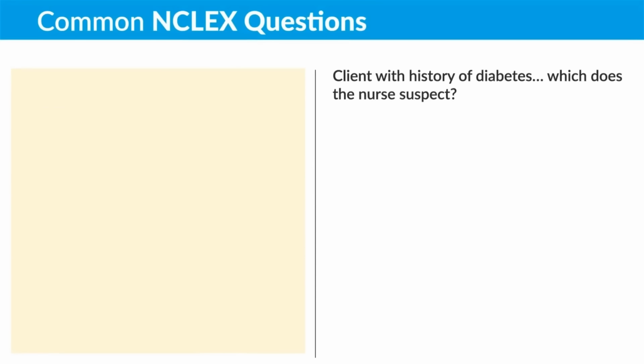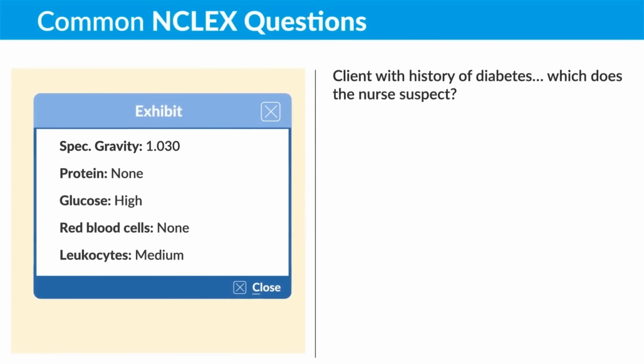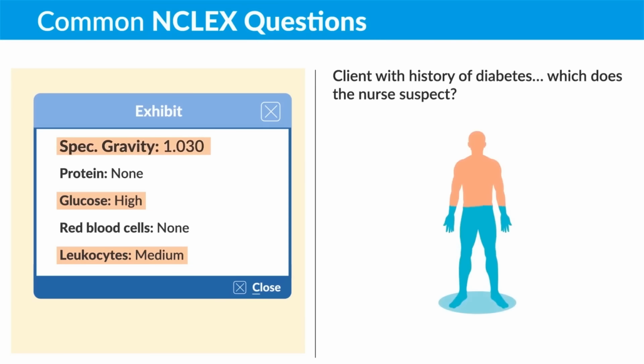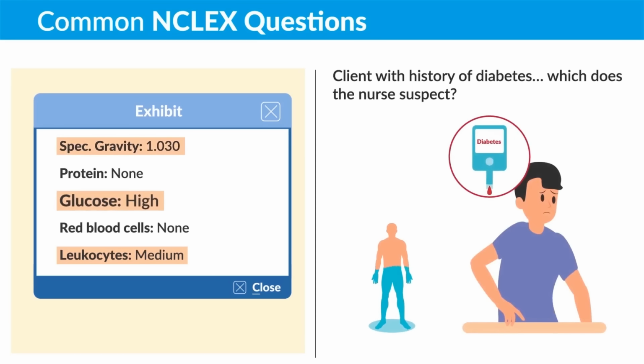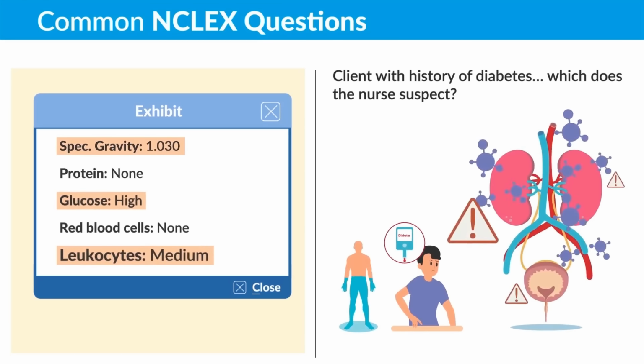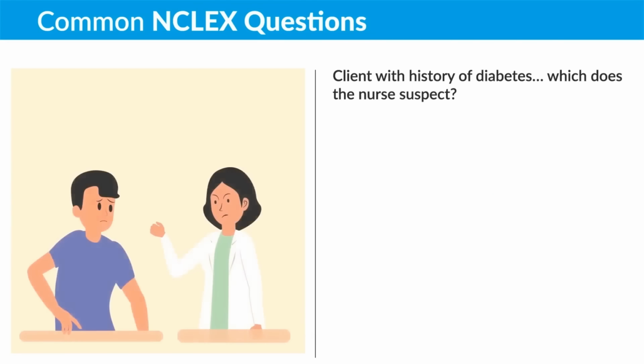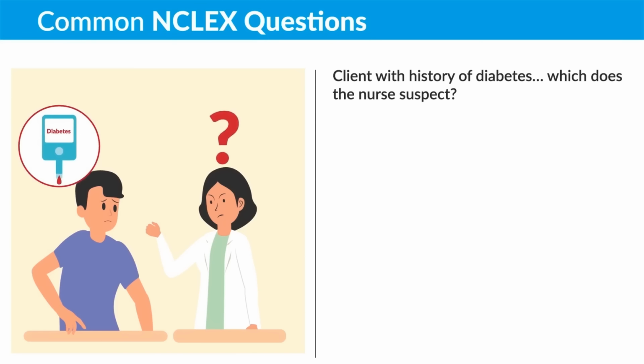Now, a common NCLEX question gives you an exhibit with all these screwed up UA values. So be sure to focus on the ones that are out of range. So a specific gravity that's high, and a little side note, don't get confused with the zeros and threes. That's a high specific gravity there. Glucose that is high, and leukocytes that are medium. So right off the bat, you're thinking, if it's high, then the body's dry, right? And for glucose, you're thinking diabetes. And leukocytes, I'm already thinking infection. So the question asks, a client with a history of diabetes, okay, which does the nurse suspect?